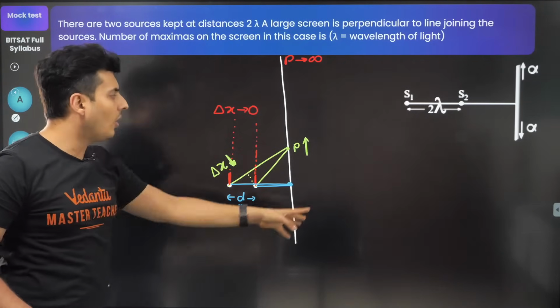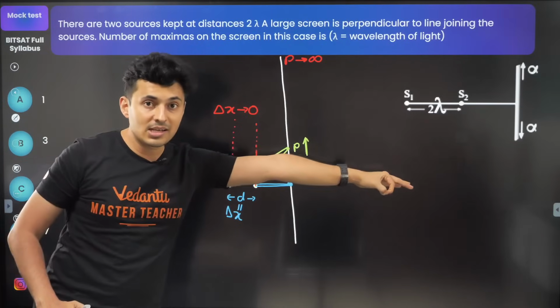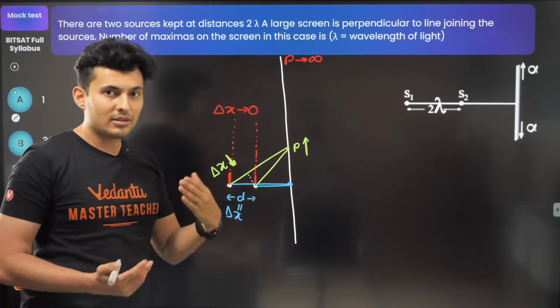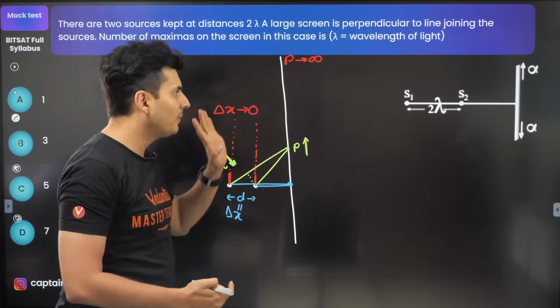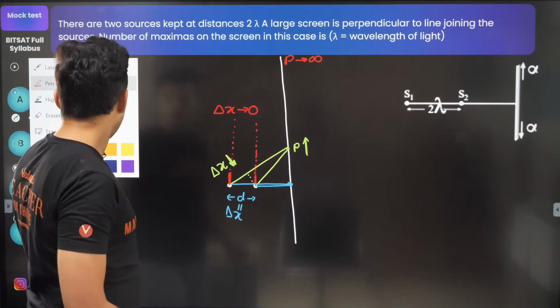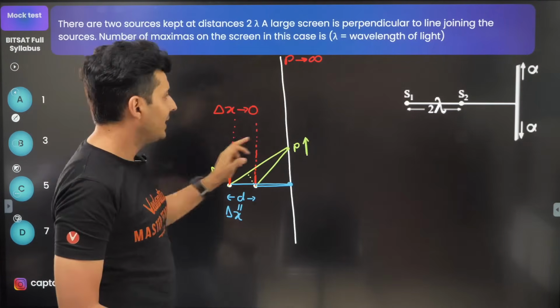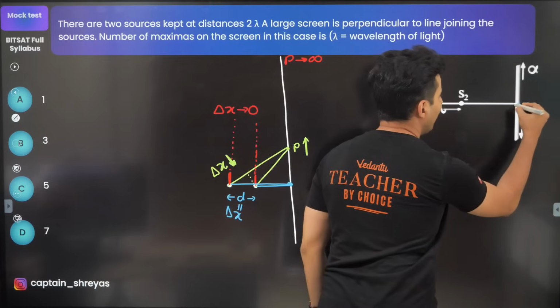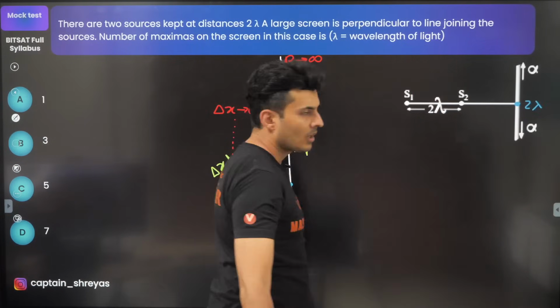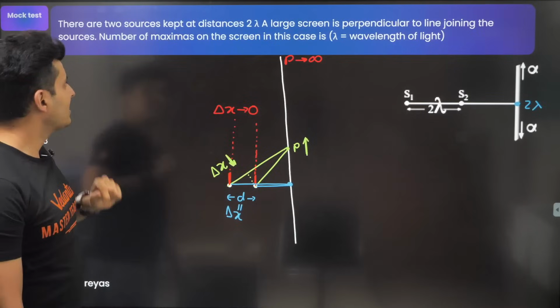You will not do all this analysis in the actual exam. This is your homework. This is what you do right now. Now solving this problem is straightforward. How? Observe. At this particular point in front of the screen, the path difference will be 2 lambda. Question says, how many maximas will you get?